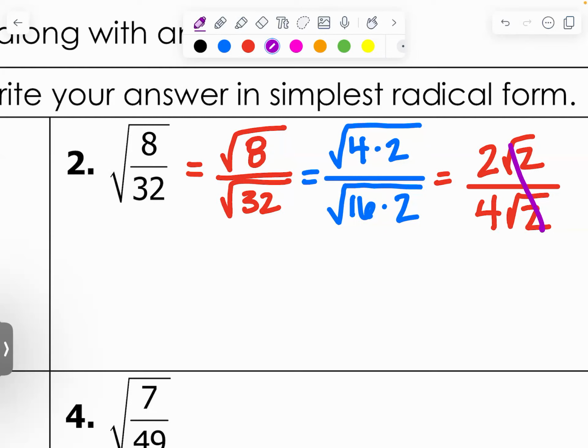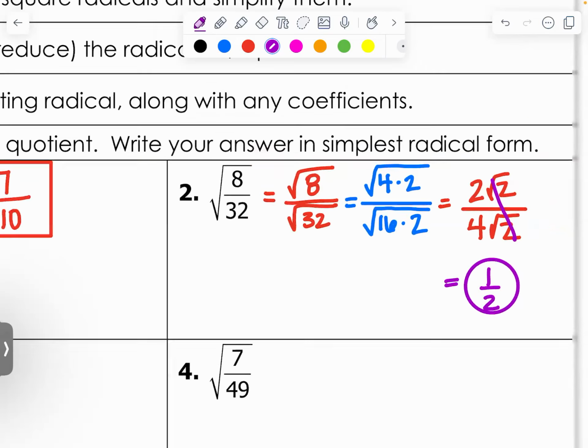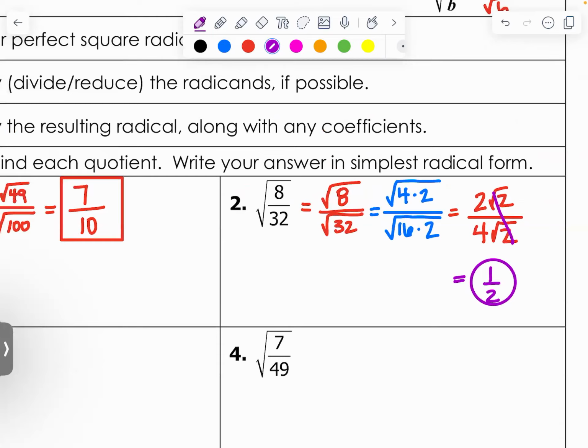So Brooks, in a roundabout way, is saying that the square root of 2 over the square root of 2 cancel each other out, and we're left with 2 over 4. What's 2 over 4? Good job, Ellery.